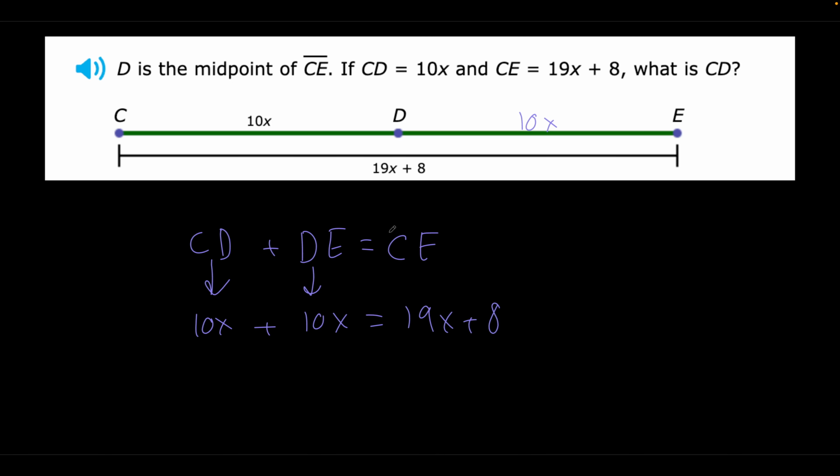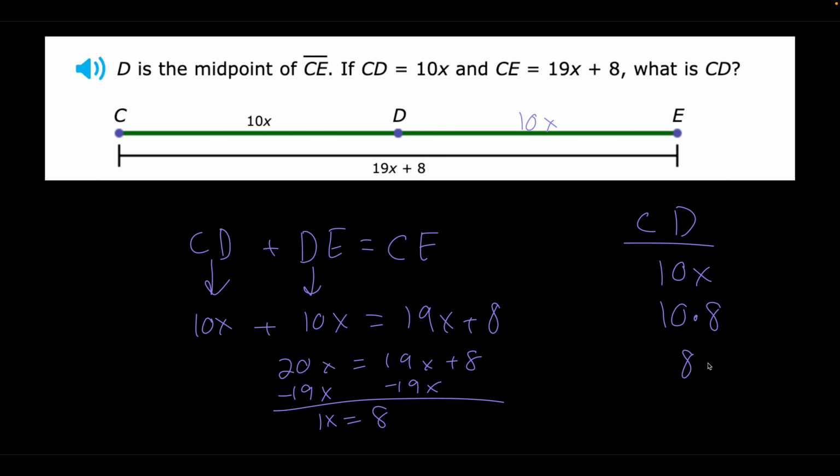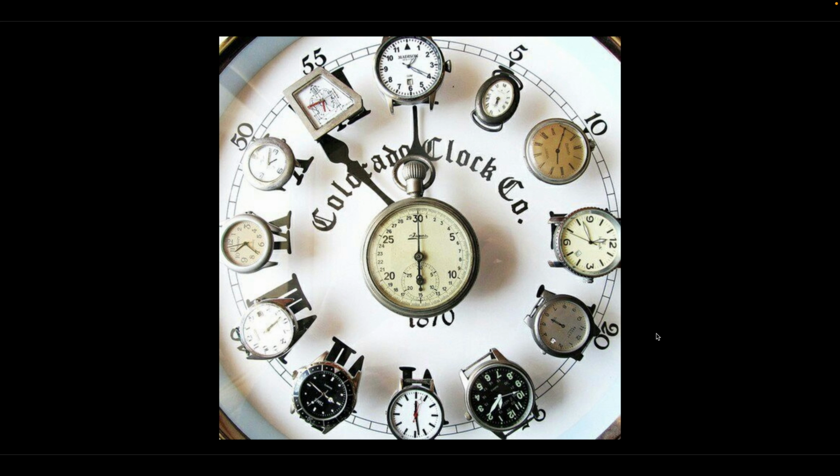And now we have an equation. We should know how to solve the equation, so I'm going to skip the work. After solving the equation, you get 1x equals 8, or x equals 8. And it told you to find CD. Well, CD is 10x, replace the x with the 8 that we just found, and it turns out that CD is 80.